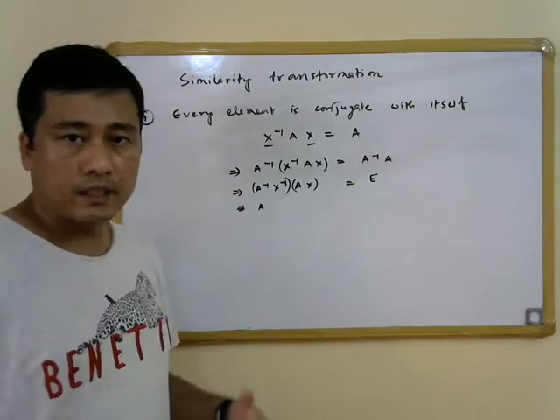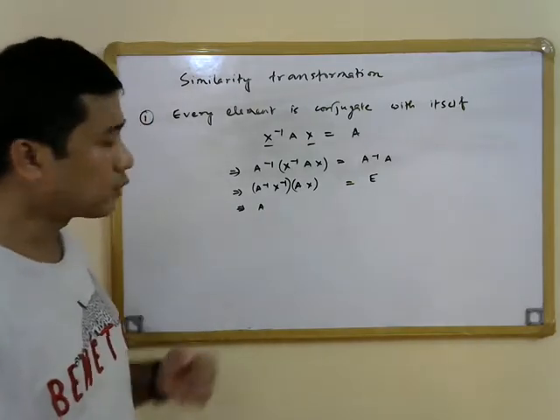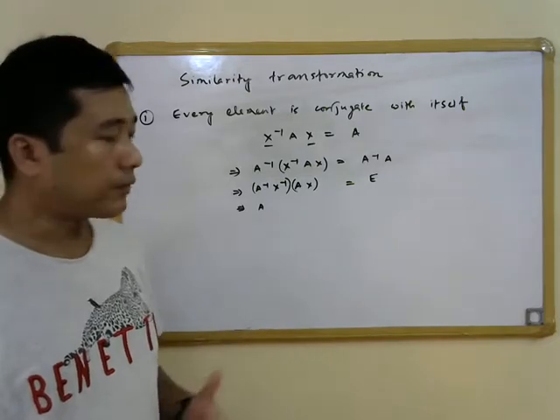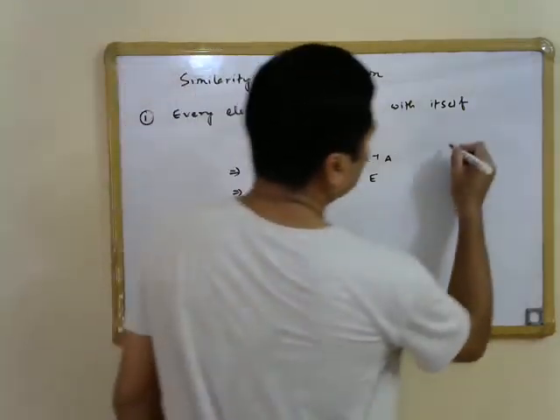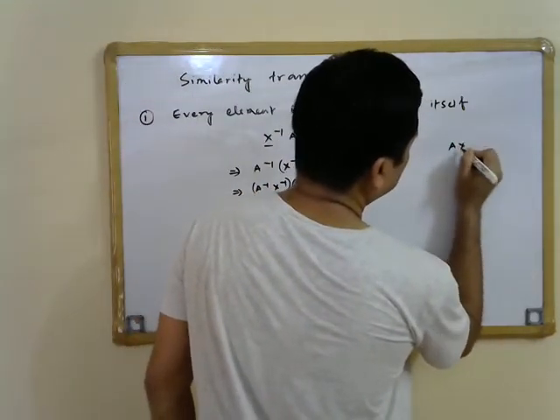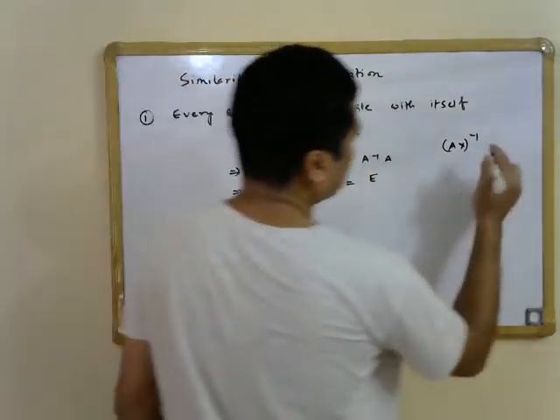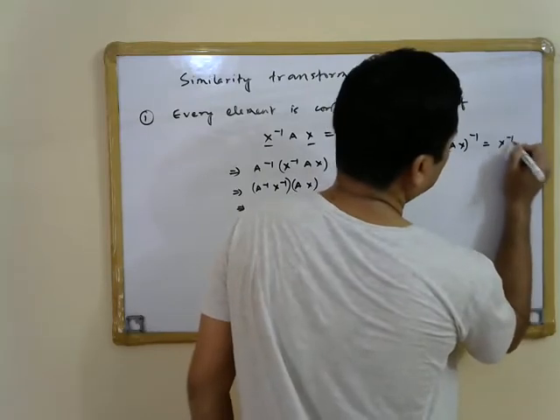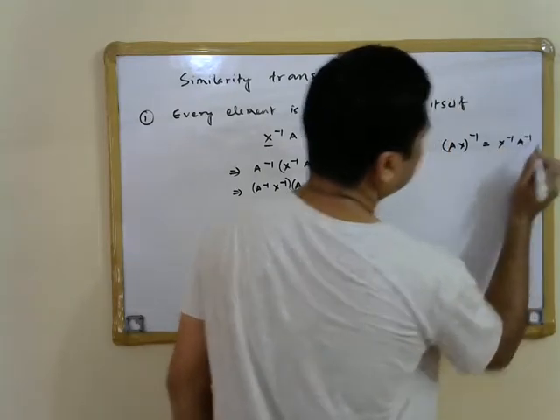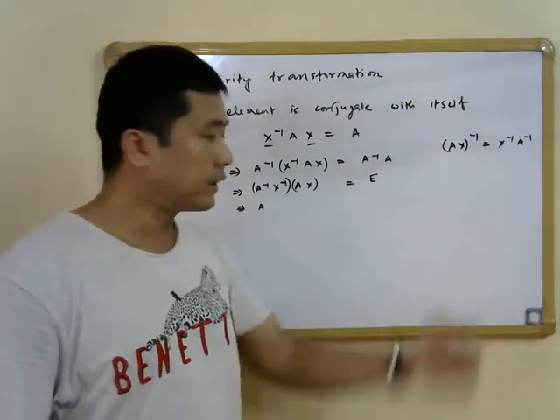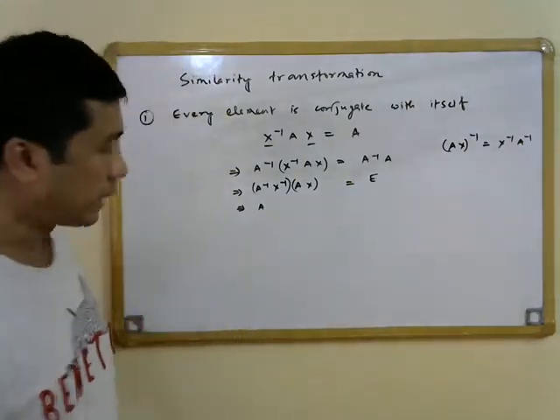Now again, we have learned that the reciprocal of the product of two or more elements is equal to the product of the reciprocals in the reverse order. That is, when we take AX, say, and we take the reciprocal of this product of two elements here, then it is equal to the product of the reciprocals in the reverse order. We have proved this expression in one of the earlier lectures.